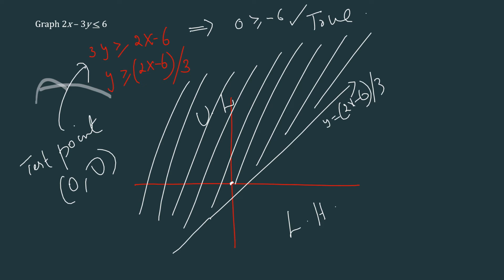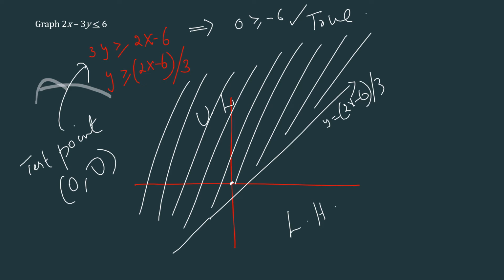When I substitute this as a test point, x is 0, y is 0. 0 is greater than (0 minus 6) by 3. (0 minus 6) by 3 is negative 2. And 0 is greater than negative 2 is true. So you use that test point to be a point in your selected region.